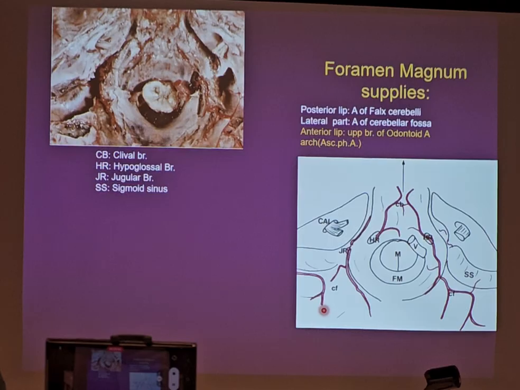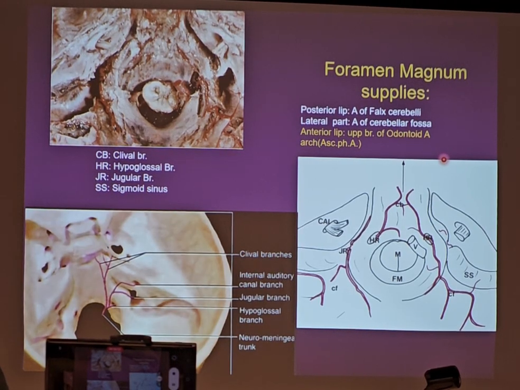To review the arterial supply around the foramen magnum, you know that it depends on which side of the foramen magnum, but usually, as I told you, there are contributions from the clival branch, the hypoglossal branch, and the jugular branch area that supply most of the area of the foramen magnum. So don't forget that mostly at the anterior lip, the upper branch of the odontoid arch also takes part in the supply.